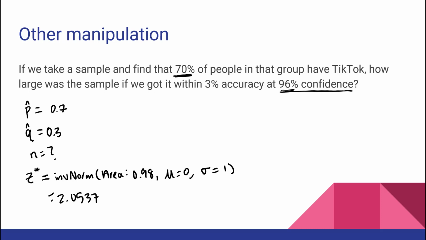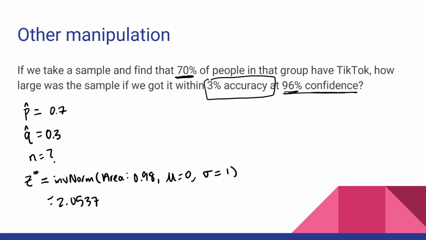Now let's see what we can do with these numbers. One final piece of information that they gave us is hidden in the last sentence: within 3% accuracy. What the words within 3% accuracy mean is that we got an interval that estimated that our population proportion is within 3% of our sample proportion. To take that further, that means that we stretched out our arms by 3%, and we know that our arms are equal to our margin of error. So our margin of error is equal to 0.03.